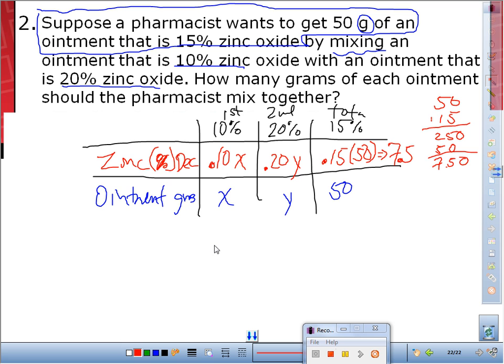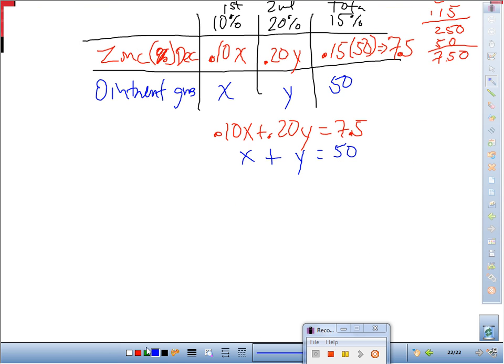We write our first equation, 0.10x plus 0.20y equals 7.5. Our second equation is x plus y equals 50. And from there, we eliminate one of the variables. Which one do you want to eliminate? X. So therefore, I multiply this times negative 0.10.